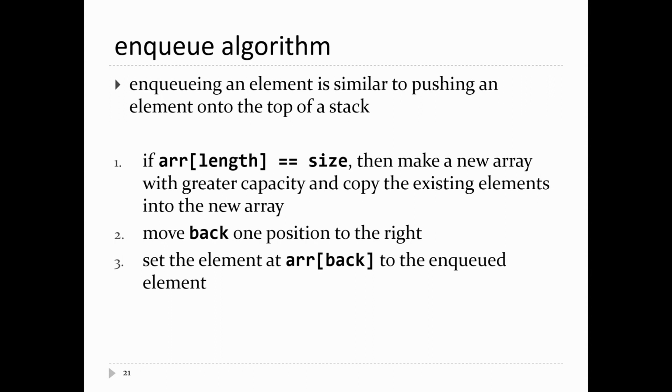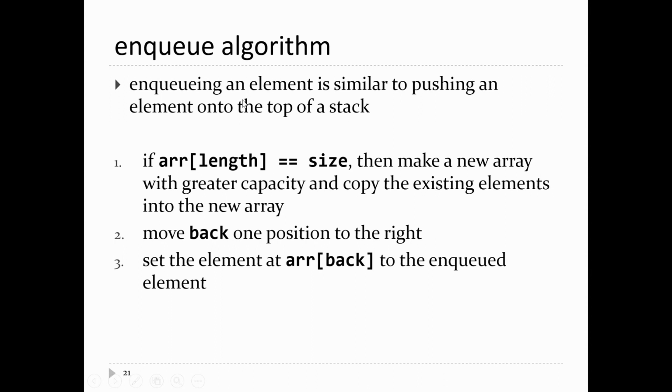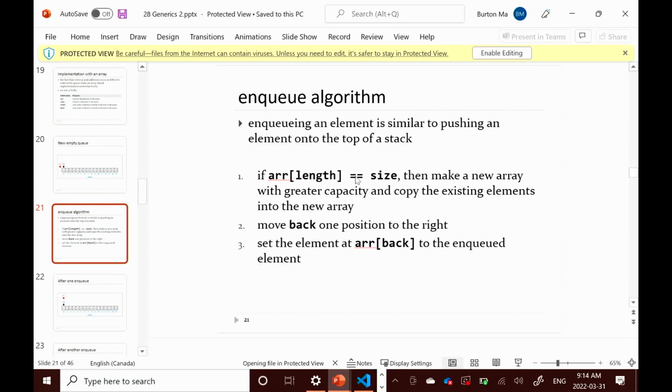How do you NQ an element? To NQ an element, I need to add something to the back of the queue. In the empty queue, I'm just going to stick the element right there. So NQing an element is going to be similar to pushing an element onto the top of the stack. So number one, if the array length equals size. What does that mean? Array length. That's a typo, sorry.